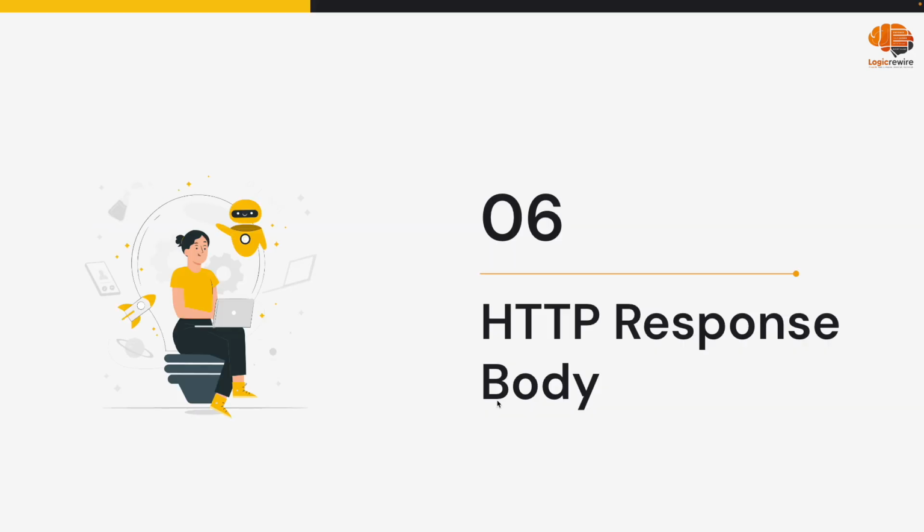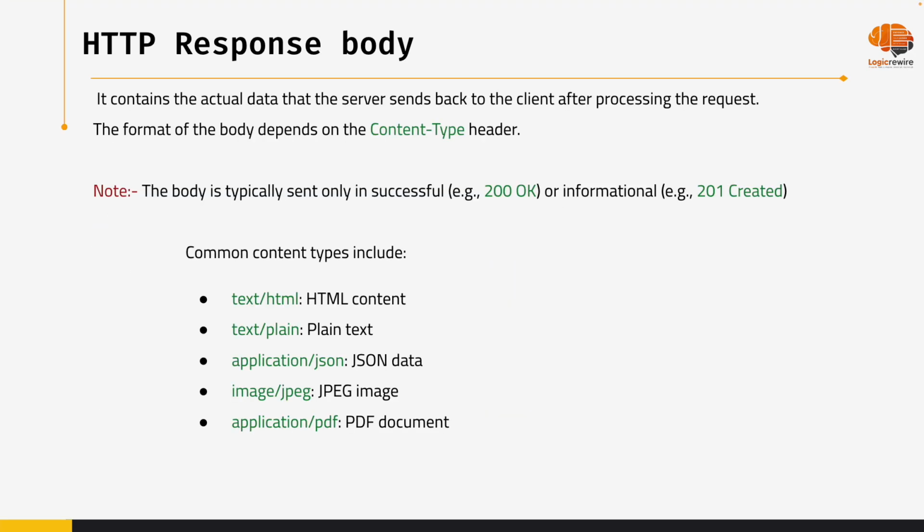Okay, so next is the HTTP response body. As I told you, we can ask for multiple kinds of data types. If you ask, okay, I want a text file, text/HTML, it will send text/HTML. If you ask for a plain text file, it will give a plain text file. If you ask for JSON format, they will give you JSON data.